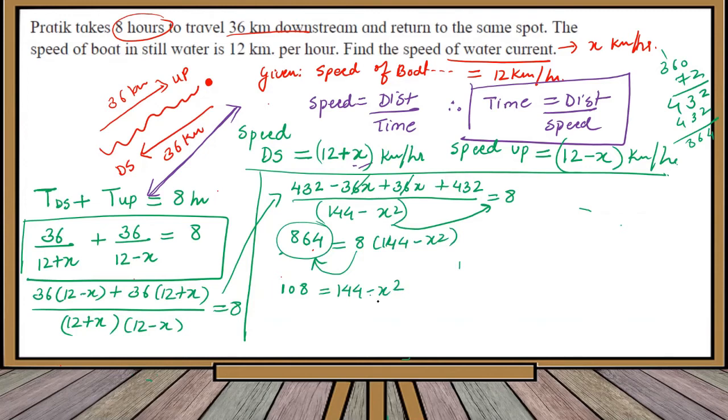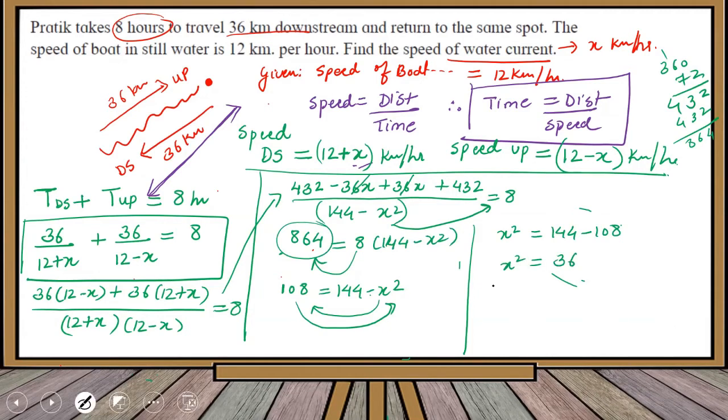So we'll bring this x square to this side and 108 to this side. So what do we get? Minus x square gets converted to x square, so this is 144 minus 108. So x square is equal to 36.